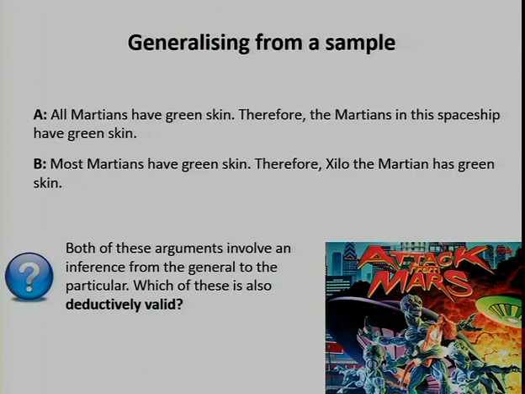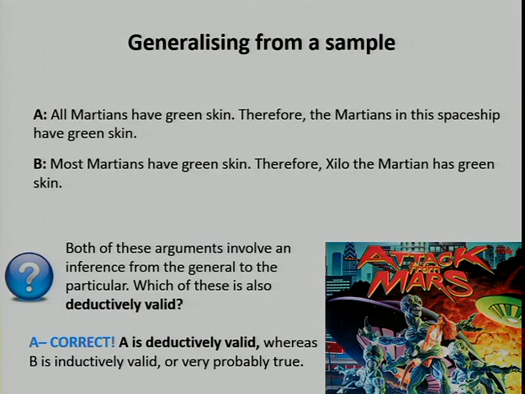Which of them is also going to be deductively valid? So in which case is the conclusion guaranteed to be true if the premises are also true? A, right? So if it is a universal truth, as we all know, that all Martians are green-skinned, then the Martians in this spaceship could not have any other skin color. That is completely excluded, right?